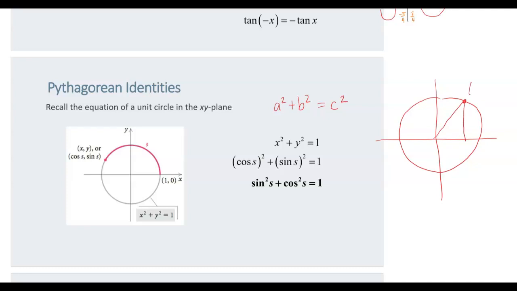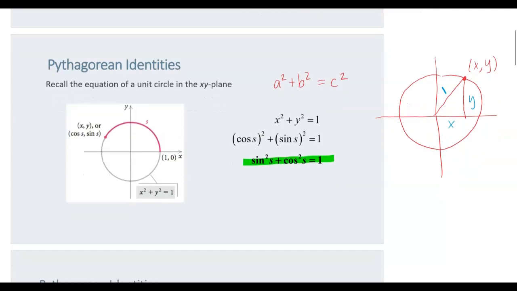Let's say that the coordinates here are x, y, and then this length here is 1 because it's a unit circle. This length is x and this length is y. We get this equation here, x squared plus y squared is equal to 1, or 1 squared. And then relating x and y to sine and cosine, we get this different version, cosine squared plus sine squared equals 1. Most commonly, we write it with the sine of the angle first.